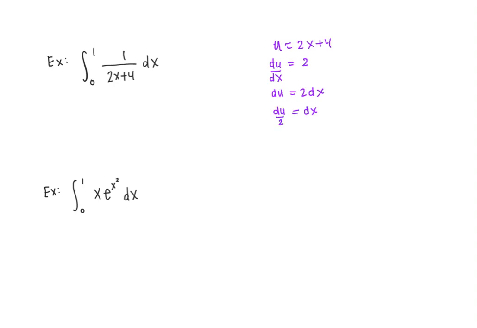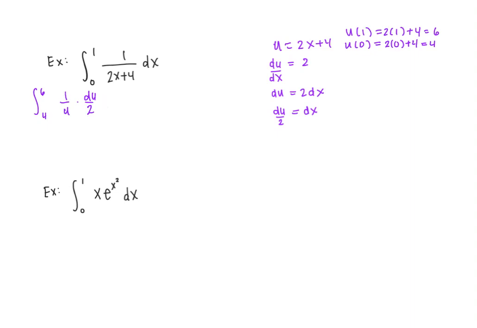The next thing I need to do is, since I'm turning this in terms of u, I need to change my integral limits. So I'm going to do u of 1 is 2 times 1 plus 4, and u of 0 is 2 times 0 plus 4. So that equals 6 and 4. And now I can do my substitution. The integral from 4 to 6 of 1 over u times du over 2.